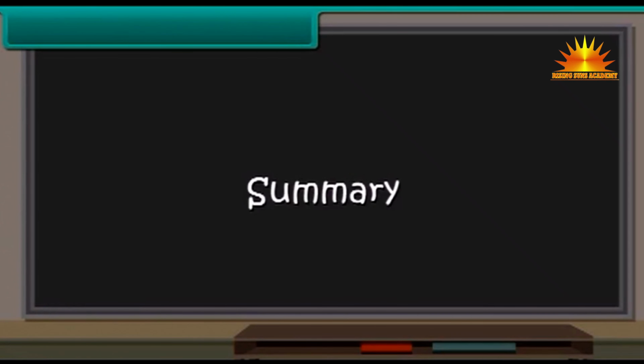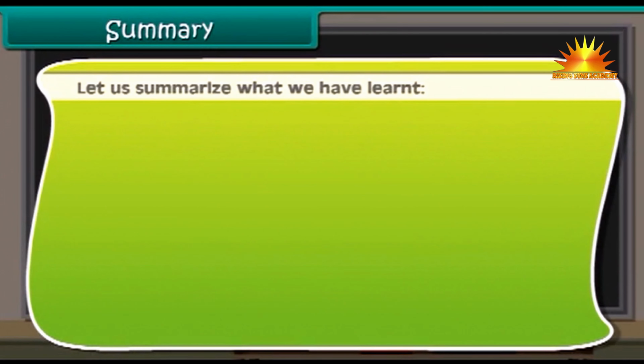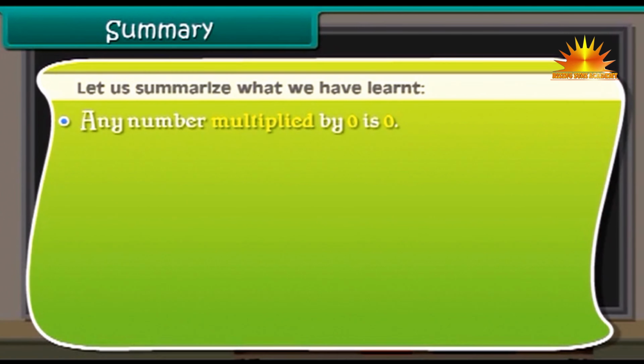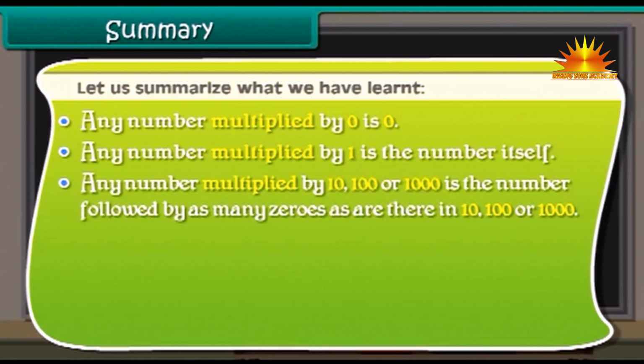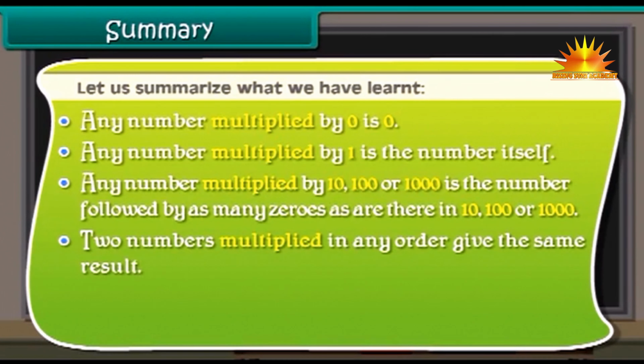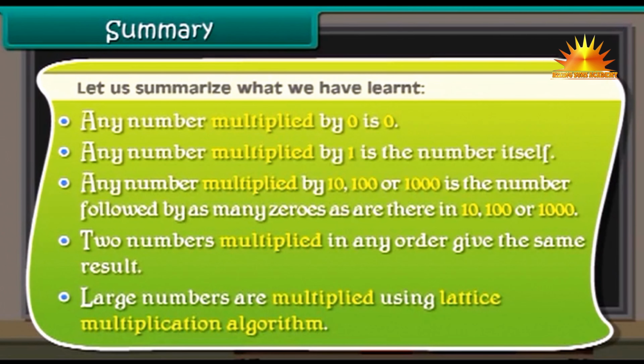Summary. Let us summarize what we have learned. Any number multiplied by 0 is 0. Any number multiplied by 1 is the number itself. Any number multiplied by 10, 100 or 1000 is the number followed by as many zeros as are there in 10, 100 or 1000. Two numbers multiplied in any order give the same result. Large numbers are multiplied using the lattice multiplication algorithm.